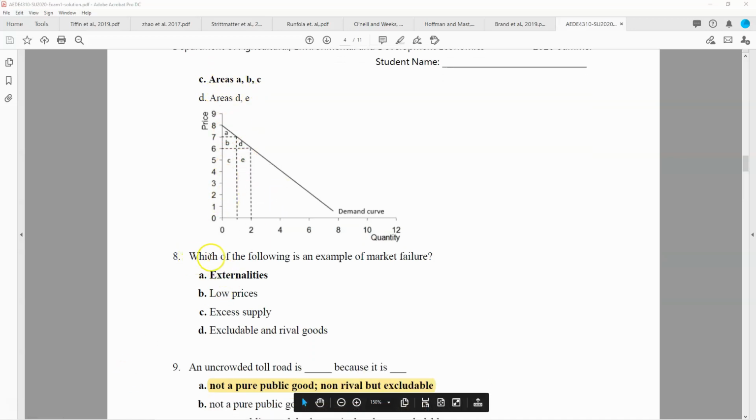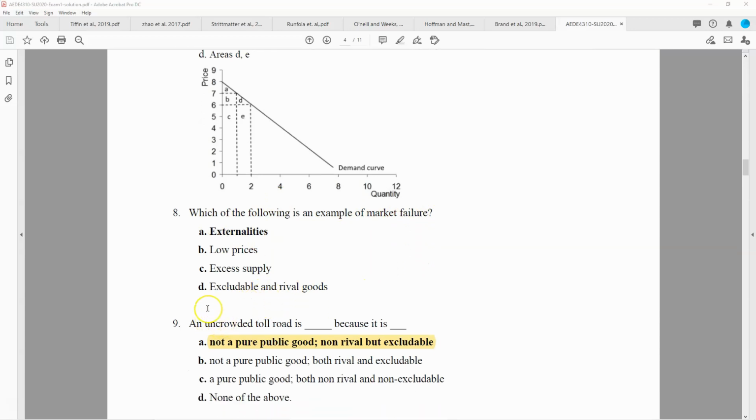And 8, which of the following is an example of market failure? First one, externality is an example of market failure. Low price or high price is determined by the market equilibrium. The supply and demand are also determined by the market. Excludable and rival goods refer to private goods, and when there is a market for private goods, then it is not a market failure. So only A, externality, is one example of market failure.